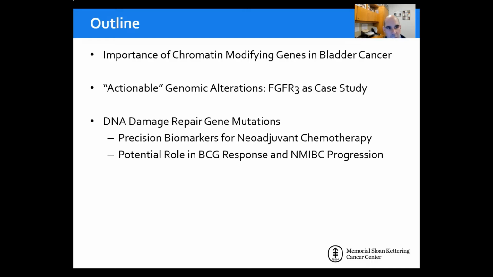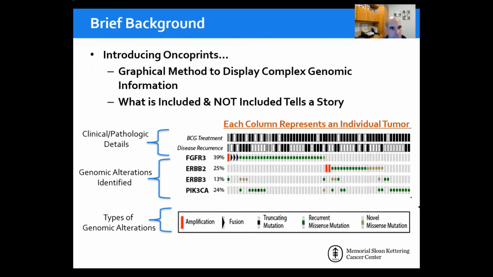So the outline of my talk will focus initially on the highly prevalent chromatin modifying gene mutations and the relevance of that, then on some of the so-called actionable targeted therapies within bladder cancer, focusing in particular on FGFR3, the furthest along in development, and then ending with a segment focused on DNA damage repair genes and their role both in muscle invasive bladder cancer as well as non-muscle invasive bladder cancer. So I hope that this is highly relevant and of interest to the people watching this.